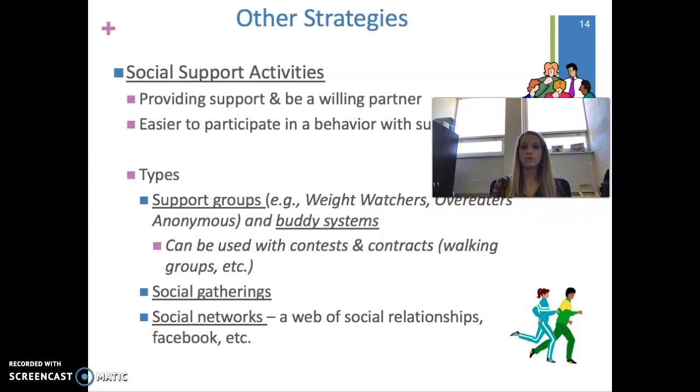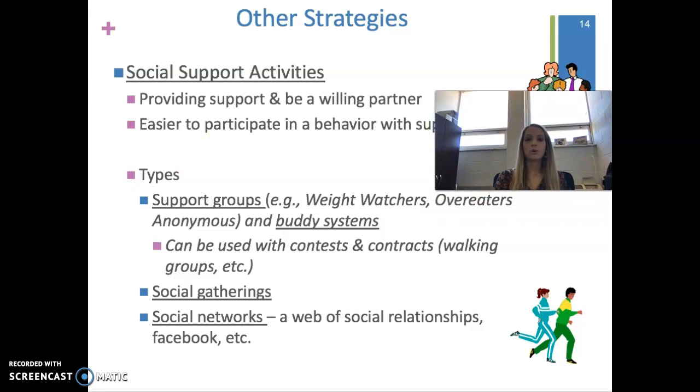Okay, so let's talk about just a few other strategies. Social support activities. These provide support and kind of give you a willing partner in these behavior changes. It's easier to participate in changing behaviors if you have support systems, right? If you have someone that's kind of holding you accountable and cheering you on, listening to when you've had a hard time, right?